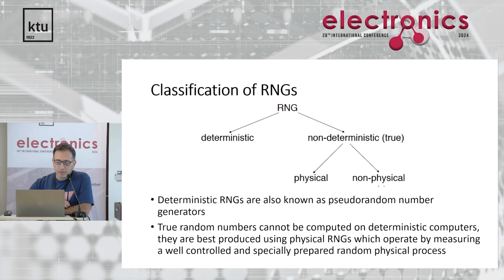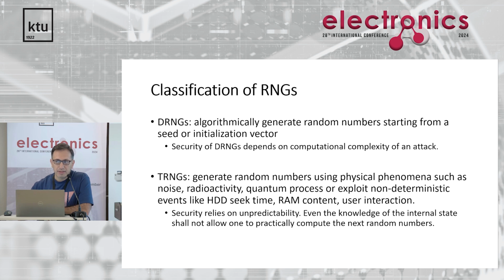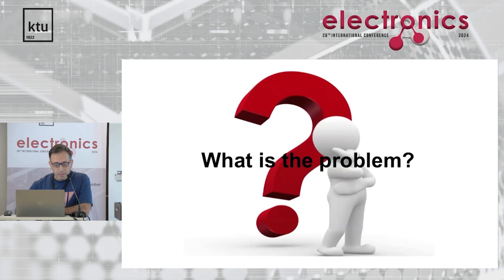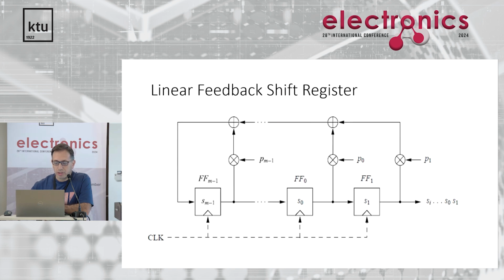In the literature, there are two main categories of random number generators. These are deterministic generators and true random number generators. There are several advantages and disadvantages in these categories. In this study, we combine the advantageous properties of these two subclasses. We use both a deterministic generator and a true random generator. This is the problem: how to combine these two generators. In this study, we use a linear feedback shift register as a deterministic random number generator.